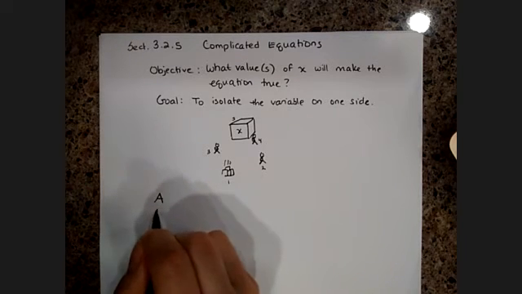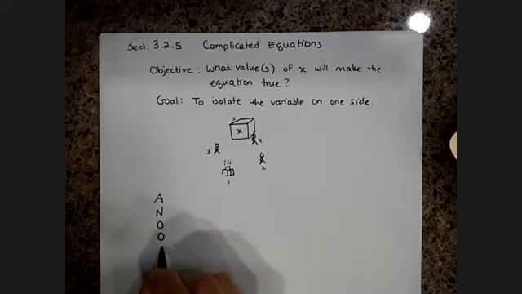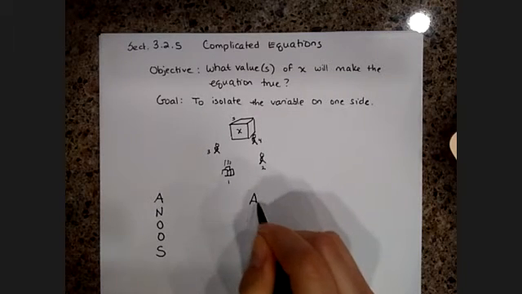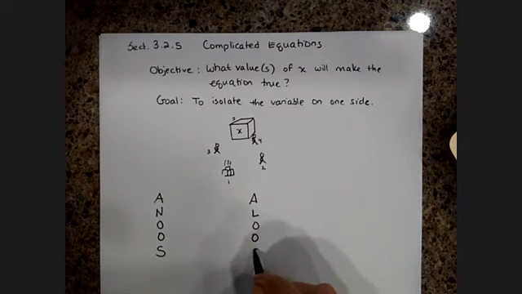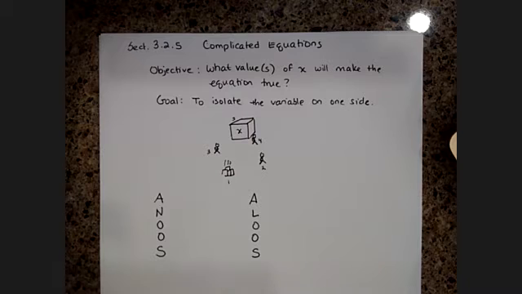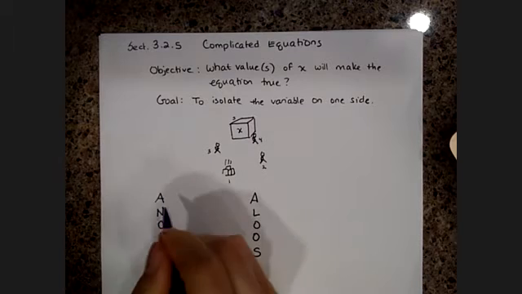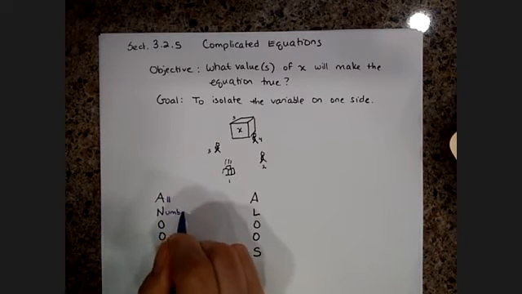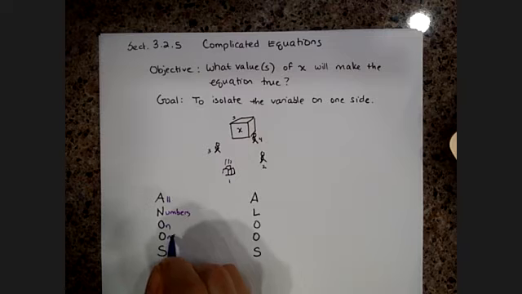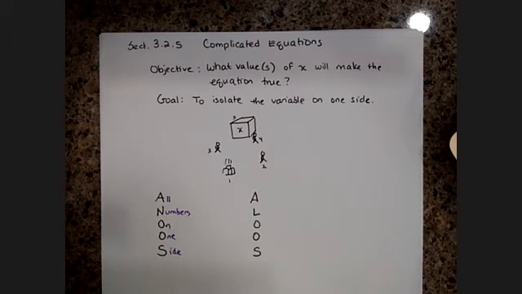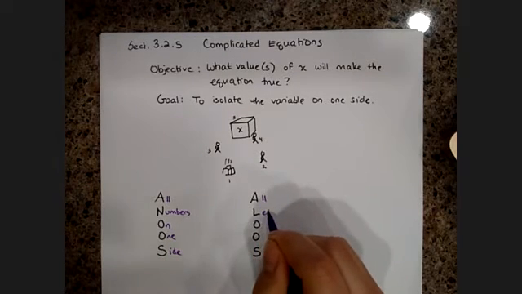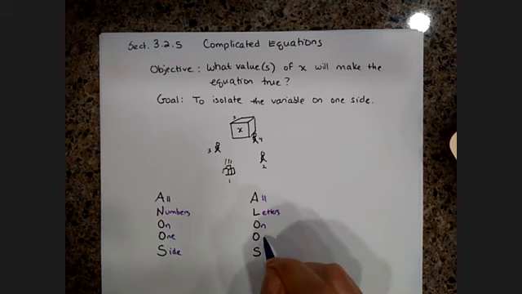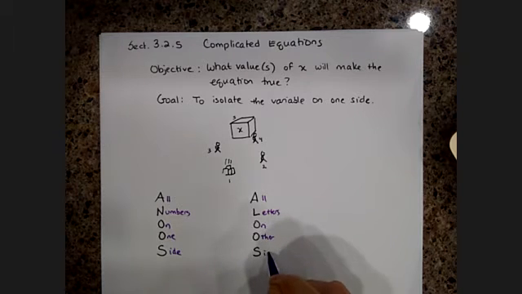To do that, we can use a phrase. It's kind of a funny phrase, but it is "a nous a loose." And what "a nous a loose" stands for is that our goal is to get all numbers on one side, all letters on the other side.